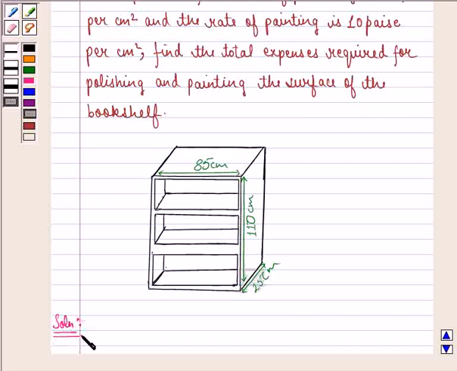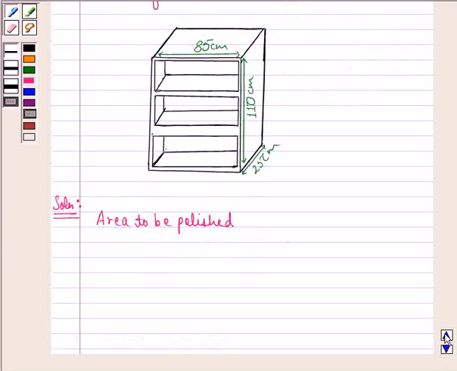First of all, it's given to us in the question that the area to be polished is the external surfaces. So we have to find first of all the area to be polished. First of all, we have to see what all areas are to be polished. The external surfaces are to be polished. Now external surfaces are this portion, the two side portions and one back portion, along with this portion plus this portion.